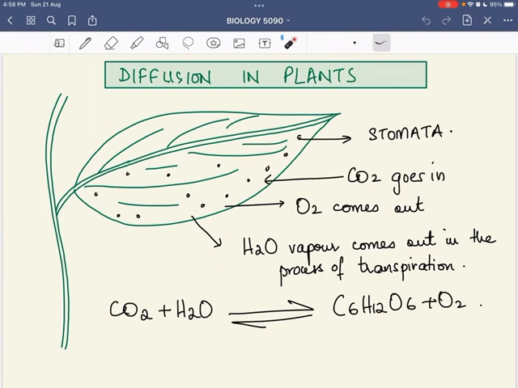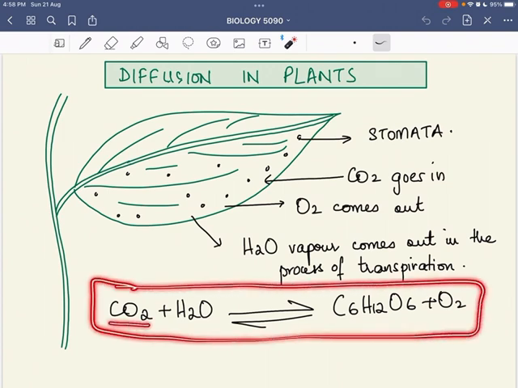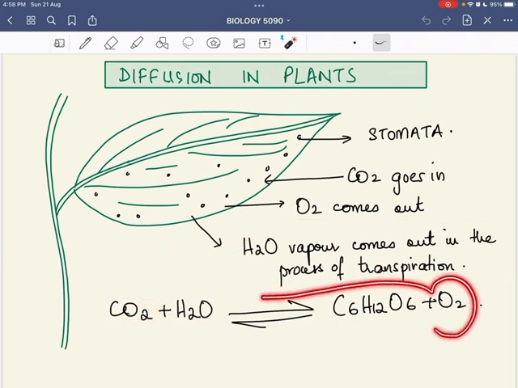At the bottom, you can see the equation for photosynthesis, which shows that to photosynthesize or to make food, the plant needs to combine carbon dioxide and water so as to make glucose and oxygen. So this shows that the plant cannot get carbon dioxide unless the carbon dioxide goes in through diffusion and the oxygen moves out of the leaf through the stomata through diffusion. And in all this process, water is also formed, so water vapor also comes out.